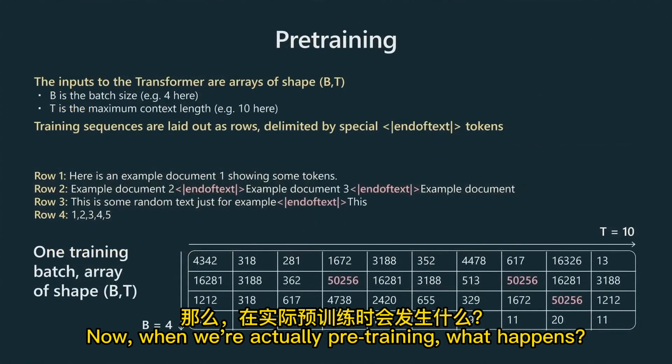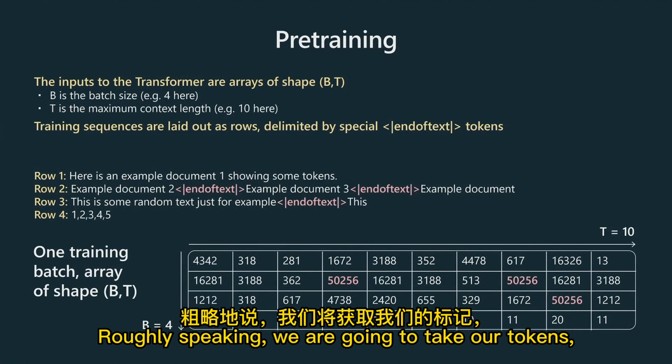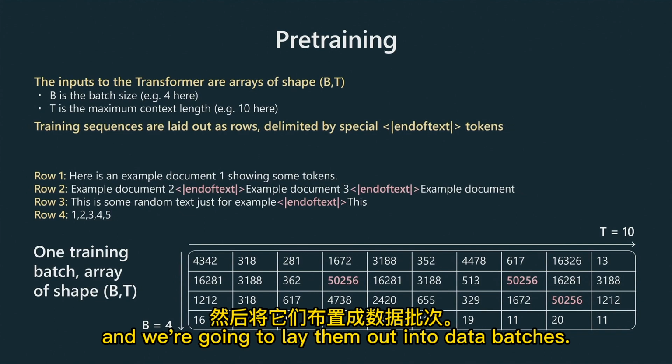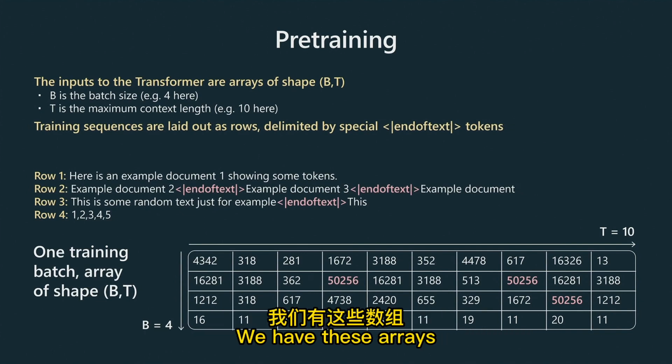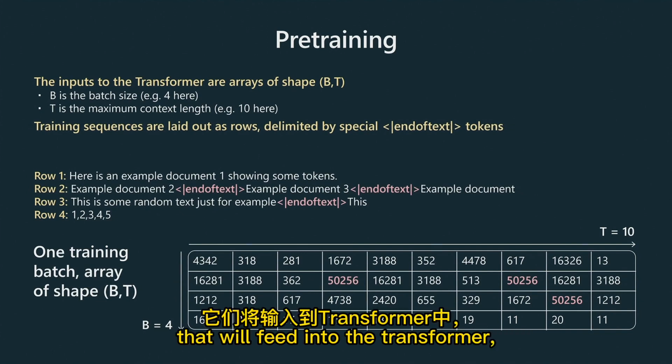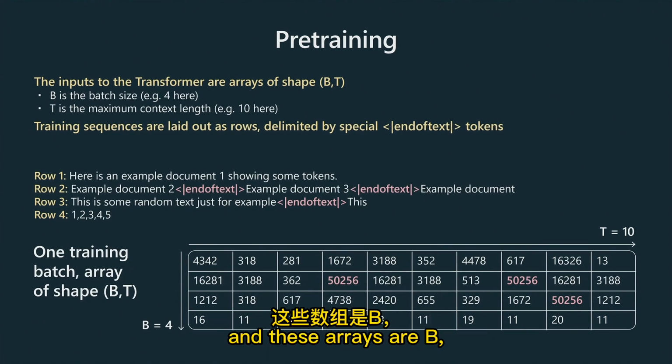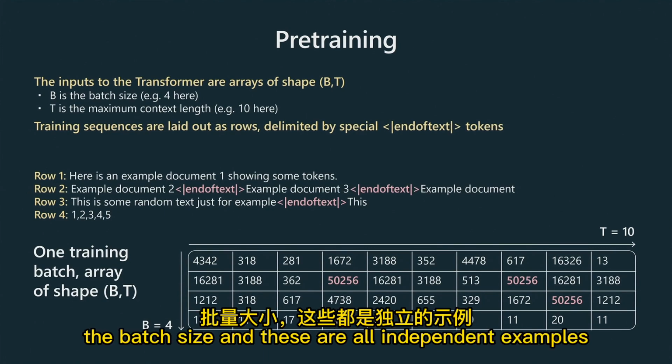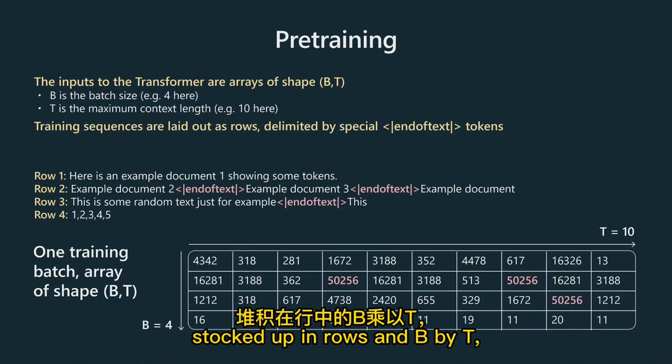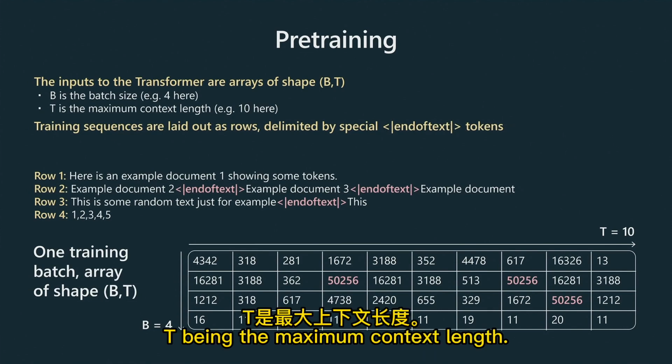Now, when we're actually pre-training, what happens? Roughly speaking, we are going to take our tokens and lay them out into data batches. So we have these arrays that will feed into the transformer. These arrays are B, the batch size, and these are all independent examples stacked up in rows, and B by T, T being the maximum context length.